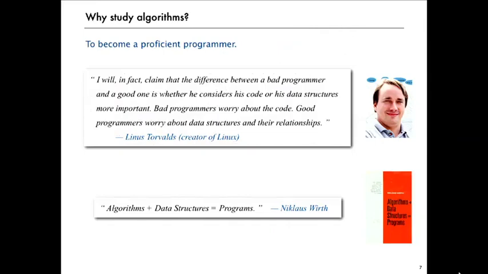Niklaus Wirth, another pioneer in computer science, wrote a famous book called Algorithms plus Data Structures equals Programs.